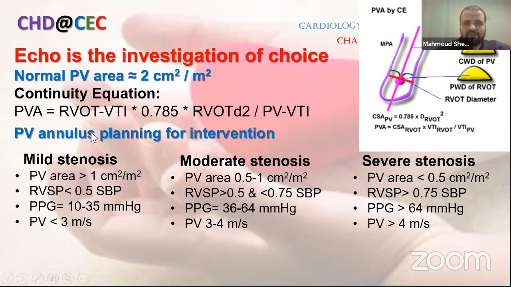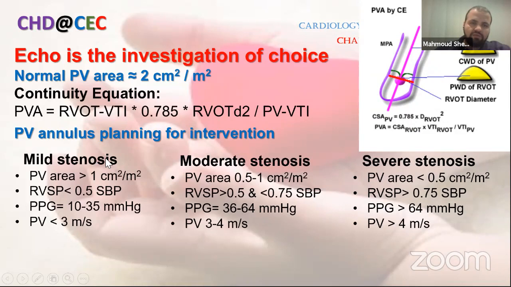So the RVOT VTI is using pulsed wave, and the pulmonary valve using continuous wave. Also, echo is important for assessment of the pulmonary valve annulus and the morphology of the valve, as we mentioned, because we know that dysplastic valves are least likely to respond to balloon dilatation. So we have some information about the morphology of the valve, the post-stenotic dilatation, and the annulus size, because this is important for planning the intervention.